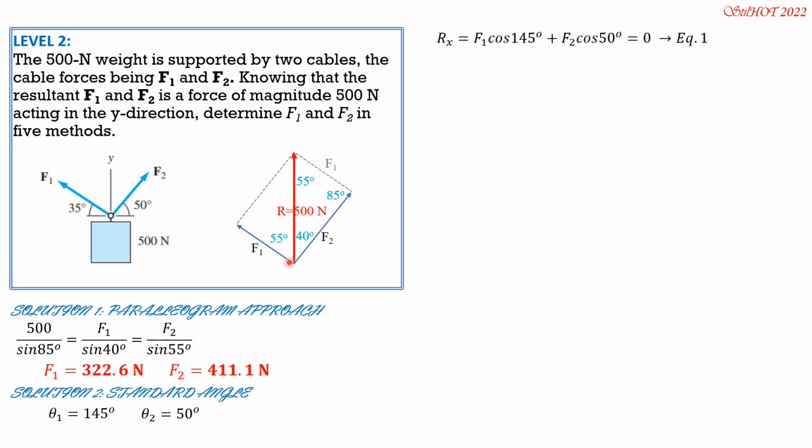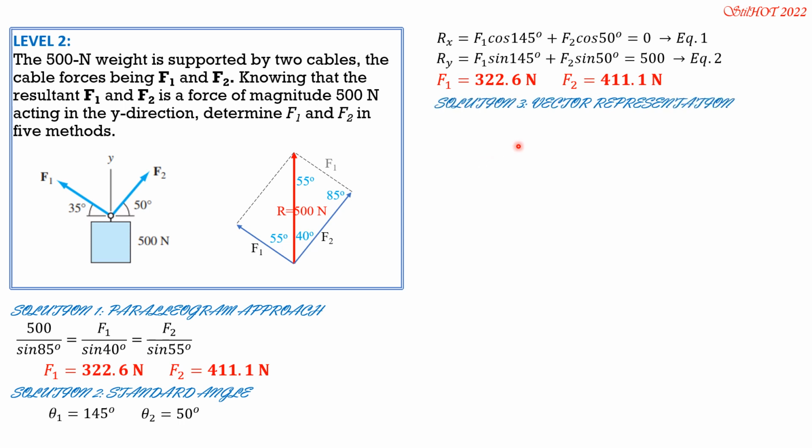So F1 cosine 145 plus F2 cosine 50 degrees equals 0, equation 1, since Rx is 0. Ry is equal to R, which is positive 500, on the other hand. So Ry equals F1 sine 145 plus F2 sine 50 degrees equals 500, equation 2. Solving these two equations simultaneously will give us the same results: F1 is 322.6 and F2 is 411.1 newtons.